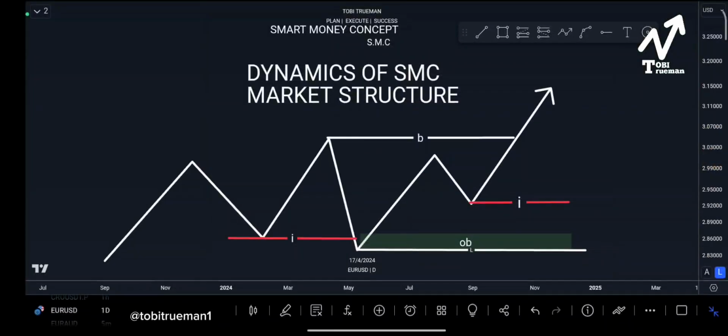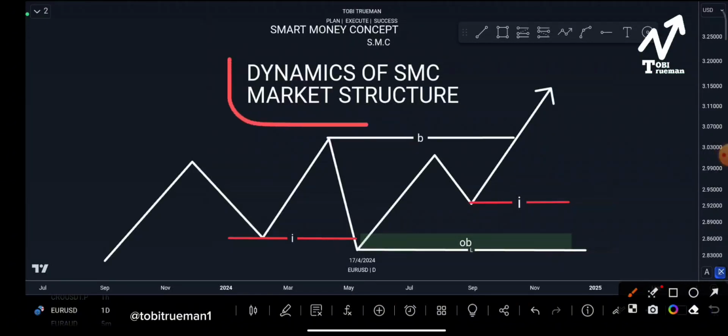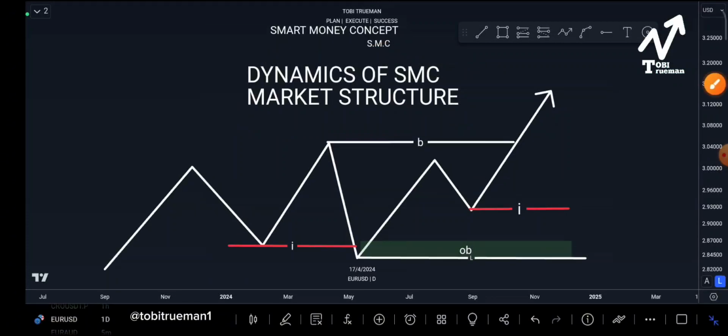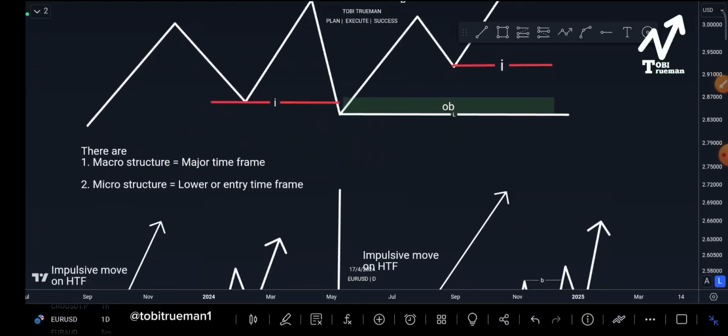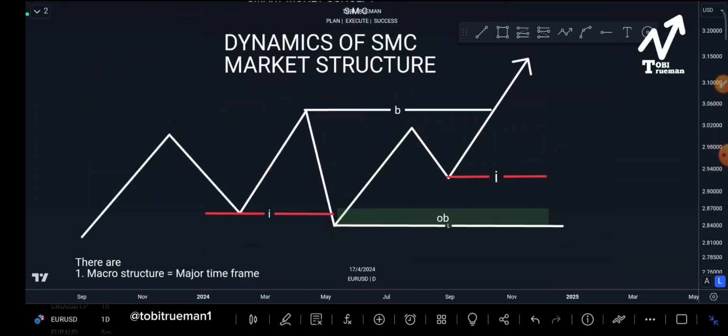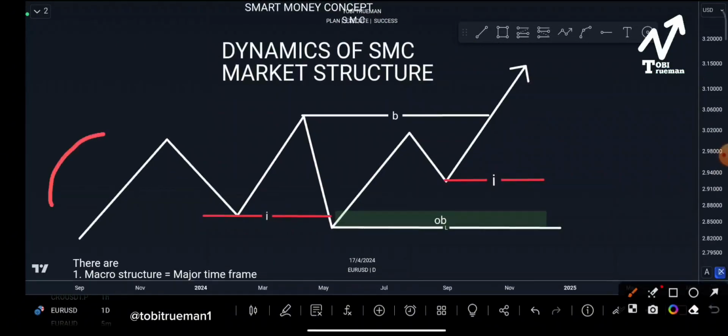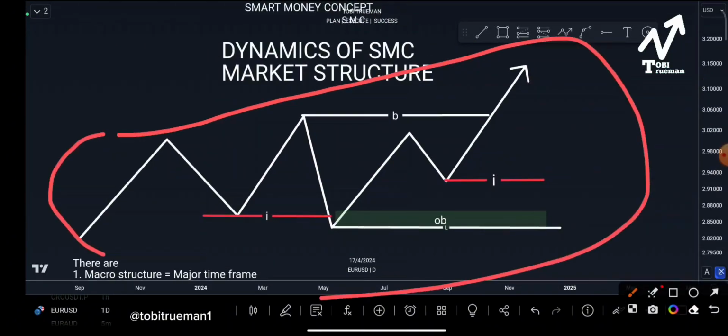Okay, you are welcome. Today we'll be looking at our Smart Money Concept, SMC, and we'll be discussing the dynamics of SMC market structure. We know what SMC, Smart Money Concept, is. What I mean by the dynamics is that we have different types of market structure that can happen using Smart Money Concept. We know that this is the general market structure that usually happens with SMC.